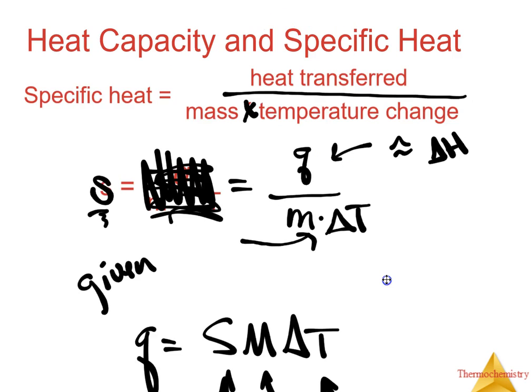All right. Now, specific heat capacity, or specific heat, is defined as the heat transferred divided by the mass times the temperature change. So if you're ever asked to find specific heat, S is equal to Q over M times delta T. Now, you can write the one at the bottom. That one's the one you'll use 1,000 times more than the top one.